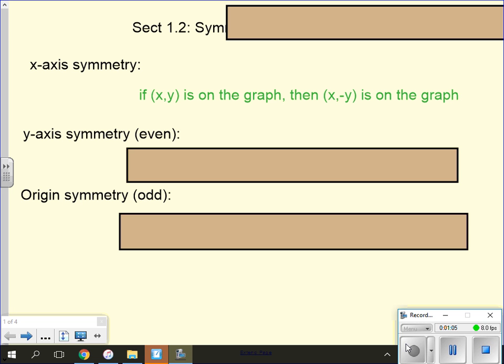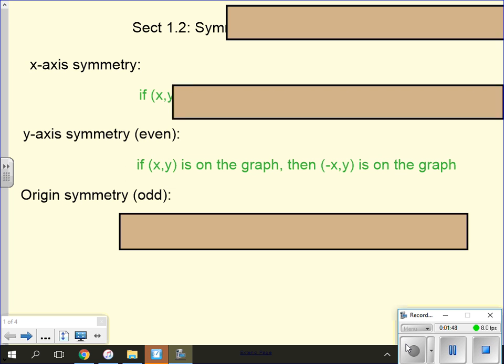If the point (x, y) is on the graph, then the point (x, -y) is on the graph. X-axis symmetry are not functions. If an equation has x-axis symmetry, it fails the vertical line test because it has two y values for the same x value, which means it's not a function. And those y values happen to be opposite y values. If x is 1 for both 2 and -2, it has x-axis symmetry, and it is not a function.